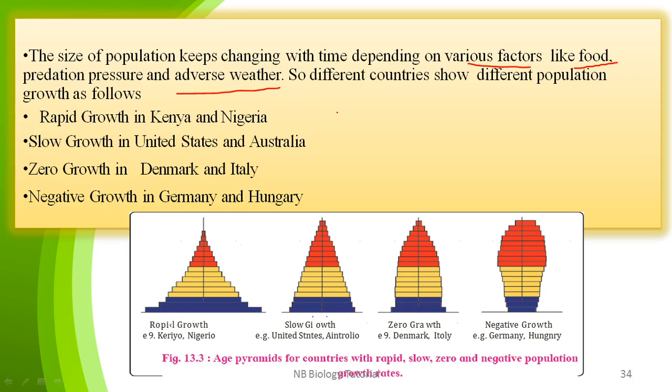Different countries show different population growth. Rapid growth of population is observed in Kenya and Nigeria. Slow growth is observed in the United States and Australia. Zero growth is observed in Denmark and Italy. And negative growth is observed in Germany and Hungary.